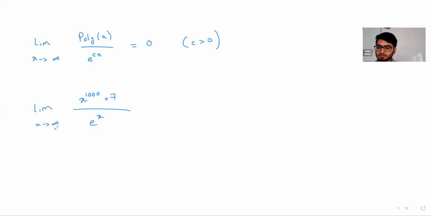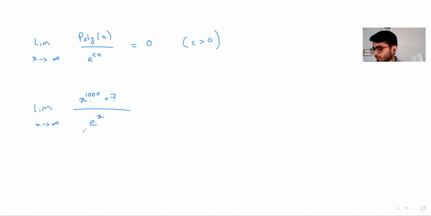If you put x as infinity, you will get infinity to the power 1000, which is infinity. Infinity plus a constant is infinity. So in the numerator, we have infinity. In the denominator, I have e to the power infinity, which again is infinity. So this is of the form infinity by infinity. But we will see that when we apply the limits, this will basically be 0.